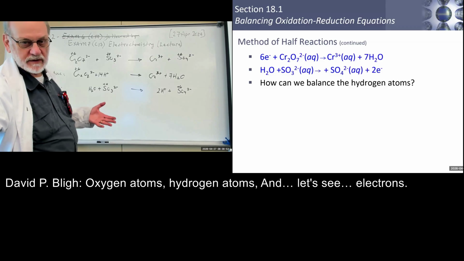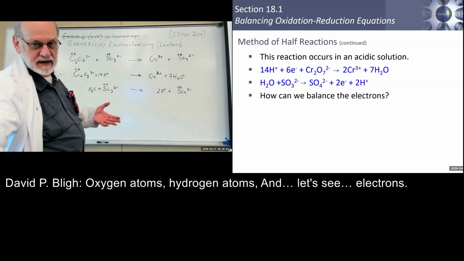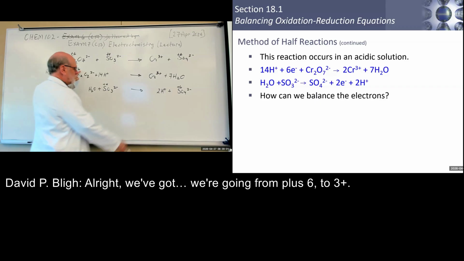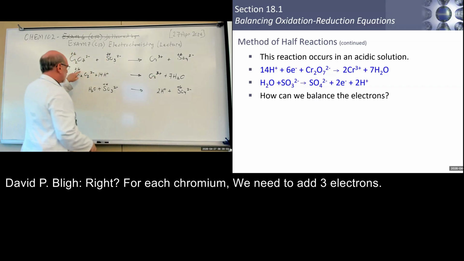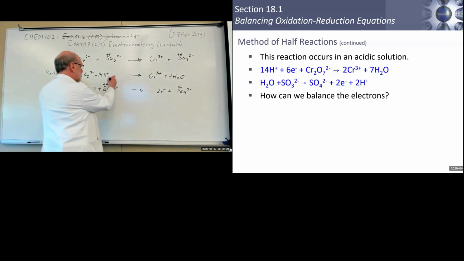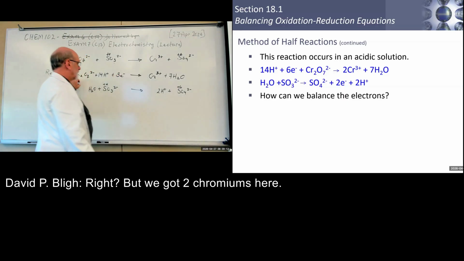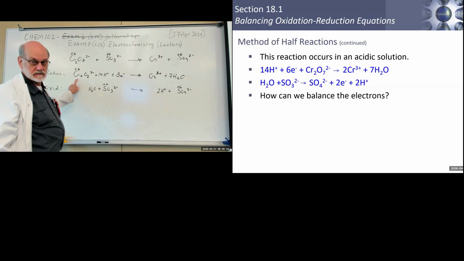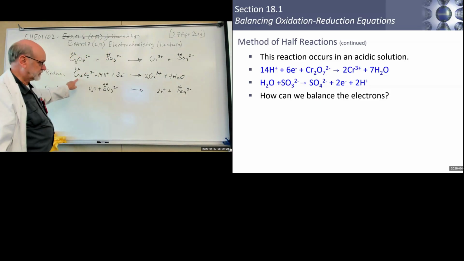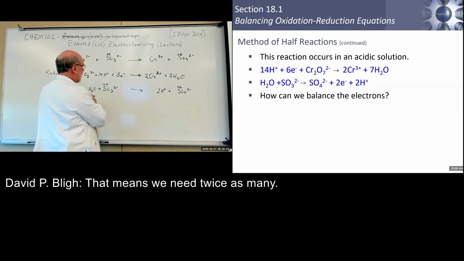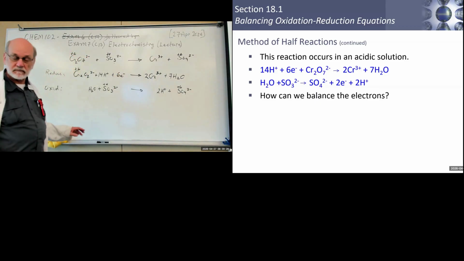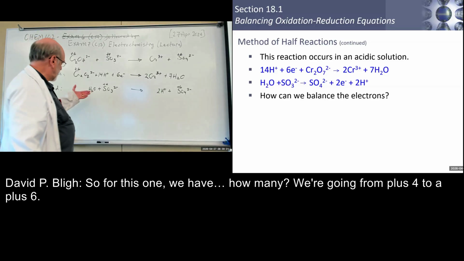Oxygen atoms, hydrogen atoms. And let's see. Electrons. All right, we're going from +6 to 3+. Right? For each chromium, we need to add 3 electrons. Right? But we got 2 chromiums here. Well, I forgot to do one. This should have been first. I should have done that first. That means we need twice as many. 6 electrons.